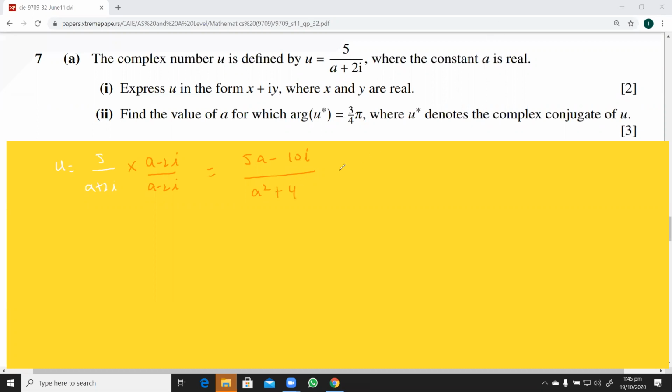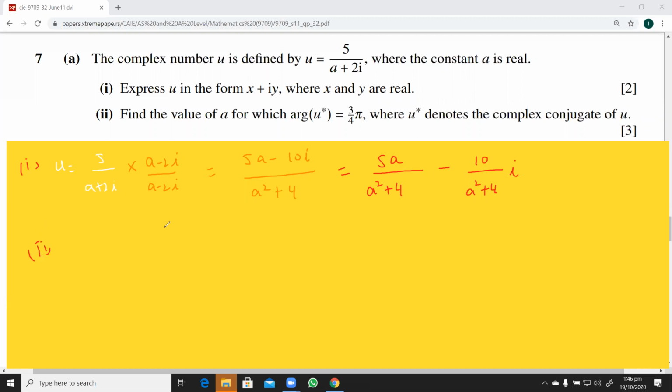So we can write this complex number as the real part is 5a over a square plus 4, and the imaginary part is 10 over a square plus 4 iota. So this is your first part. We have written this in x plus iota y form by realizing the denominator. Okay, so that was the first part.